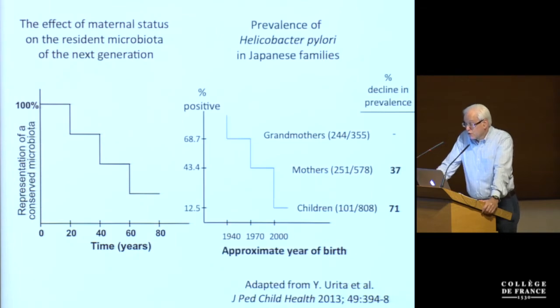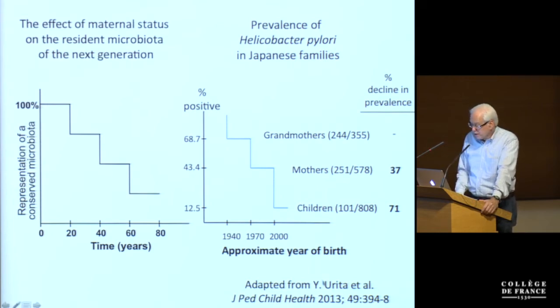In the first case, I'll turn to the story of Helicobacter pylori, which until recently was the dominant organism in the human stomach. And this study by Urita and colleagues, looking at 3 generations in Japan, shows the same kind of step that we had anticipated.